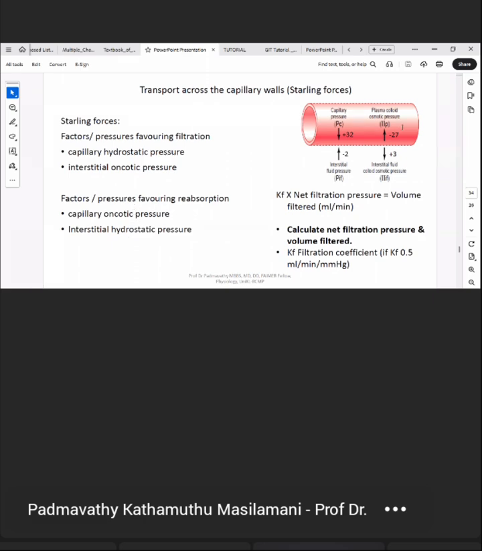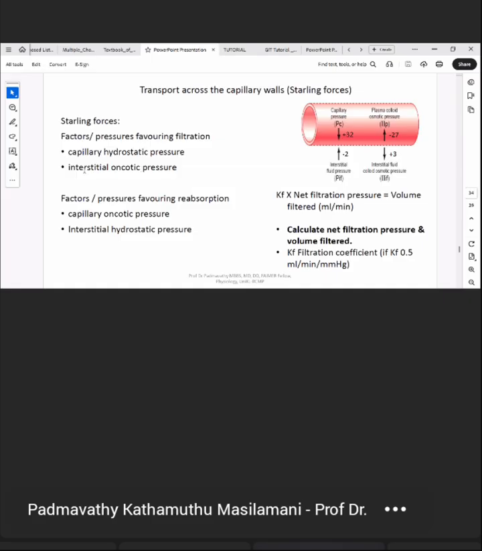So you have to know how to calculate the values. Down arrows you can add and up arrows you can add and see the difference. So suppose you are given the value of filtration coefficient. Whatever you calculated here is 4, right? Suppose the filtration coefficient is 0.5, then 0.5 times 4 is the volume filtered, that is 2 ml, right? So the volume filtered is 2 ml per minute. That is your final answer. So you can calculate the filtration pressures and also the volume filtered using the filtration coefficient.